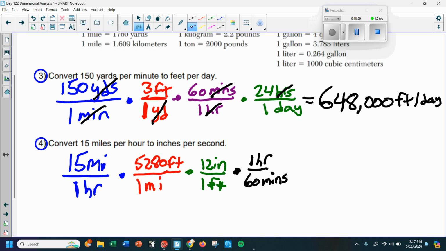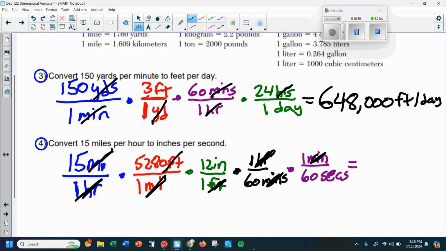So now let's do it one more time. And remember, minutes is on the bottom, which means we got to put it on top. 1 minute is equal to 60 seconds. Okay, so let's see if this will get us the units we want. Miles crosses off, feet cross off, hours crosses off, and minutes cross off. So you ask yourself, what are we left with? On top, I see inches on top, and I see seconds on the bottom.